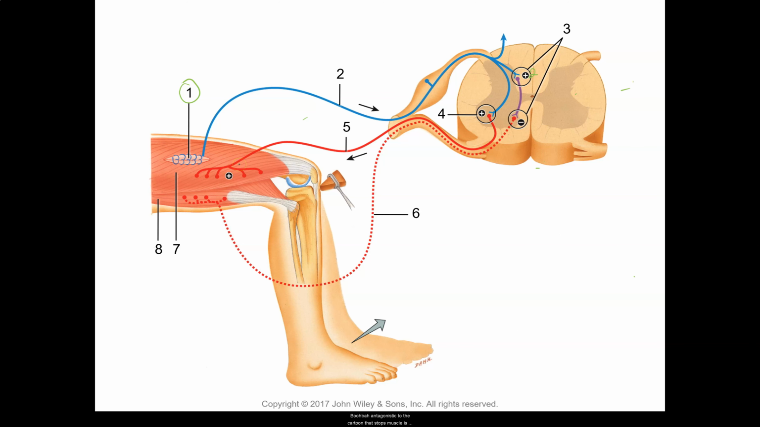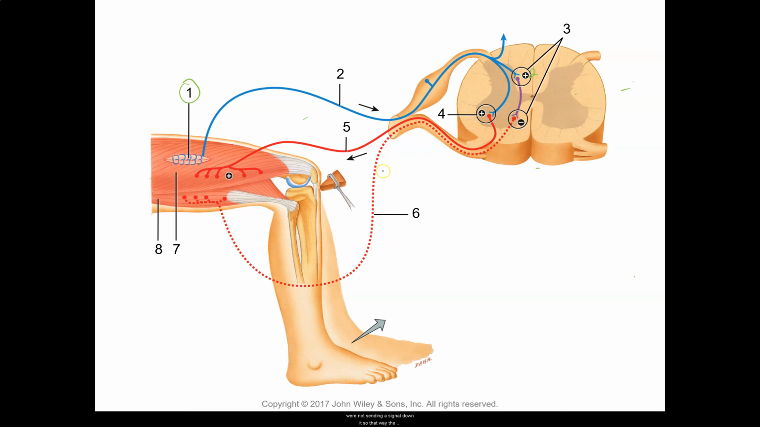Well, the antagonistic to the quadriceps muscle is the hamstrings group, and you'll notice in the motor pathway from the gray matter, it is a dotted line with a negative sign beside it, because that motor pathway is hyperpolarizing or inhibiting.